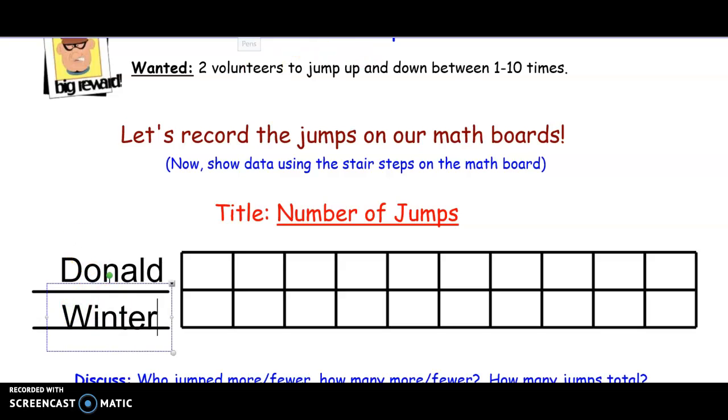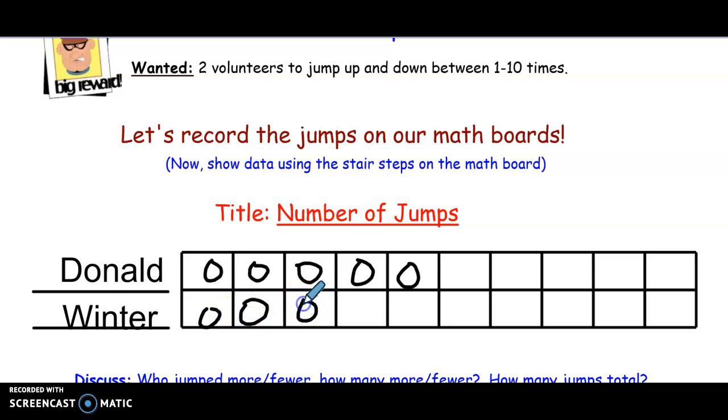Okay, and we're just going to pretend so that we can learn the same thing. So we have Donald and Winter, and we're going to pretend that Donald jumps 5 times. And that Winter jumps 3 times. Okay, for this you can just watch. You don't have to do this part, okay? So Donald has 5. We're going to put that on the outside here. And Winter has 3.